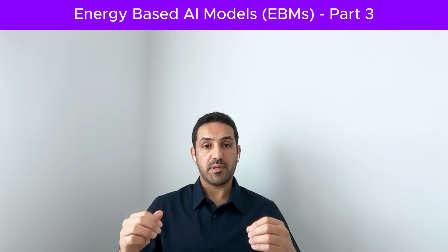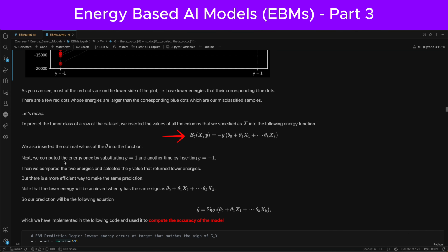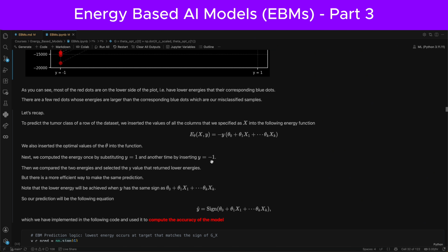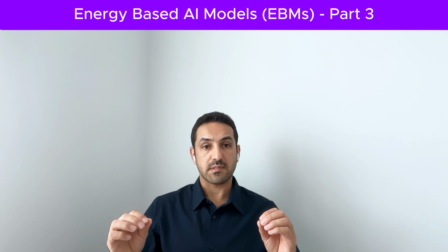So now let's recap. To predict the tumor class of a row of the dataset, we inserted the values of all the columns that we specified as capital X into the following energy function. We also inserted the optimal values of theta into the function. Next, we computed the energy once by substituting y equal to 1 and another time by inserting -1 for y. Then we compared the two energies and selected the y value that returned lower energy. But this is doing the prediction the hard way. There is actually a more efficient way to make the same prediction.